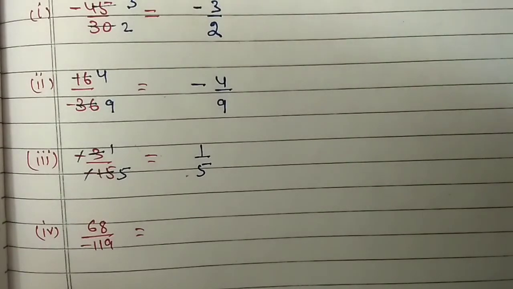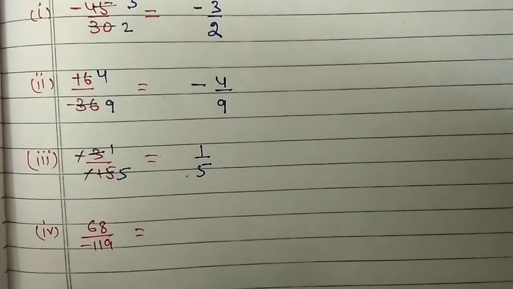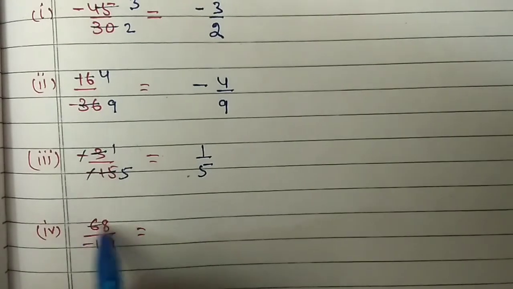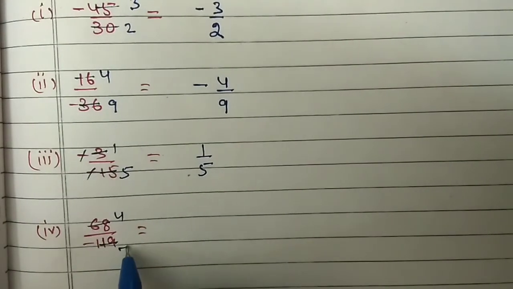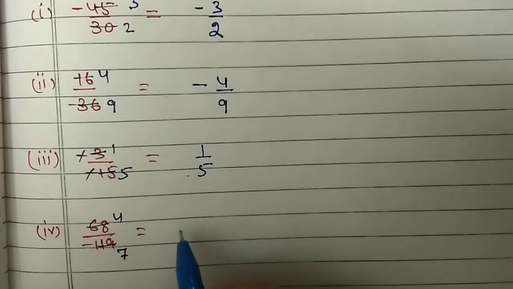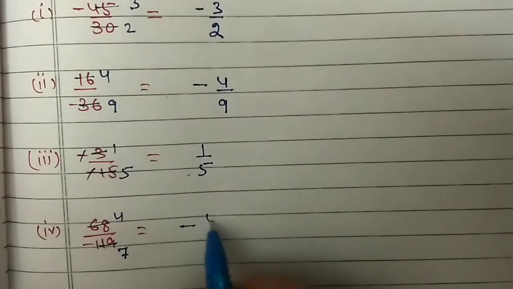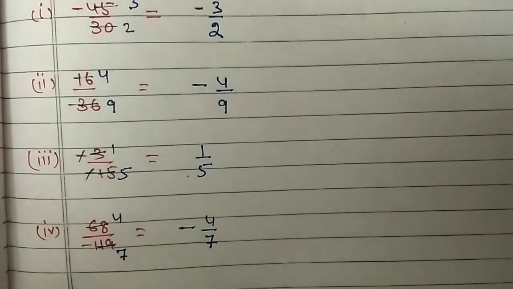68 by minus 119. It will come in the 17 table. 17 fours are 68 and 17 sevens are 119. So the answer will be minus 4 by 7.